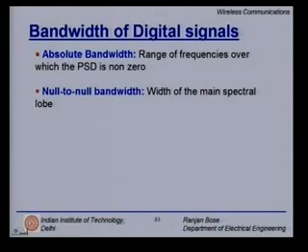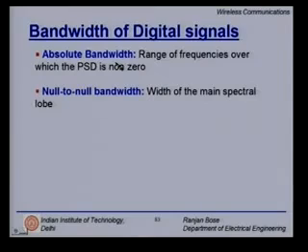The absolute bandwidth is the range of frequencies over which the PSD is non-zero, we have just seen. The other possibility is null to null bandwidth. It is the width of the main spectral lobe. So, for example, if you are dealing with a rectangular pulse in the time domain, in the frequency domain, it will be a sinc function. Clearly, the absolute bandwidth will be infinity, but null to null bandwidth is the width of the main lobe. So, if you make your pulse narrower, your main lobe width will increase, which is intuitive. If you shrink in the time domain, you have to expand in the frequency domain.